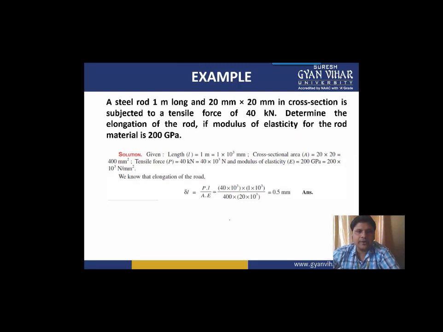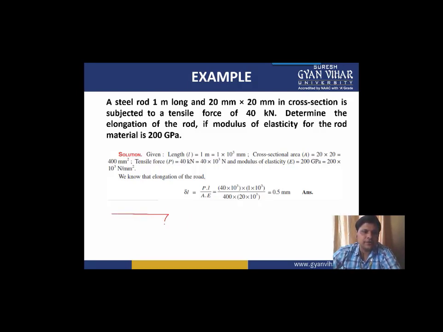Now, coming to a numerical based on the same theory. A steel rod 1 meter long, with a cross section of 20 mm by 20 mm, is subjected to a tensile force of 40 kilonewton. Determine the elongation of the rod if the modulus of elasticity for the rod material is 200 gigapascal.